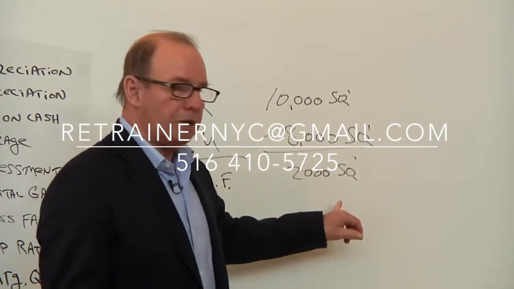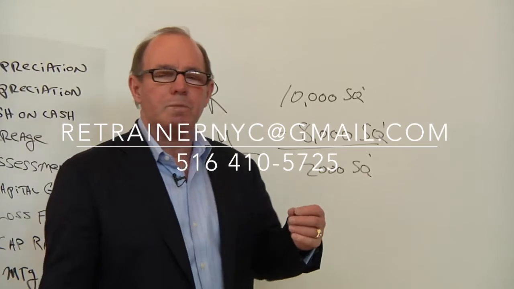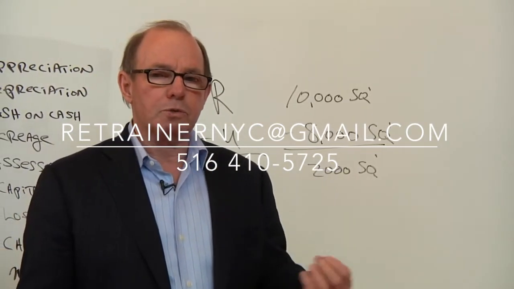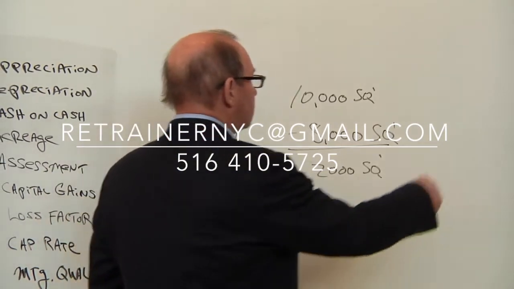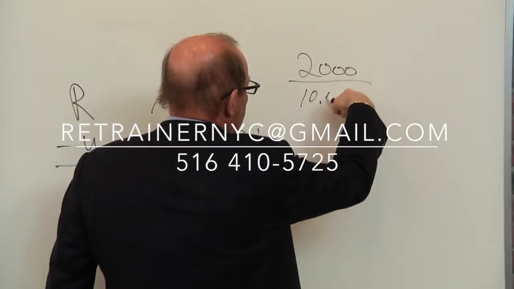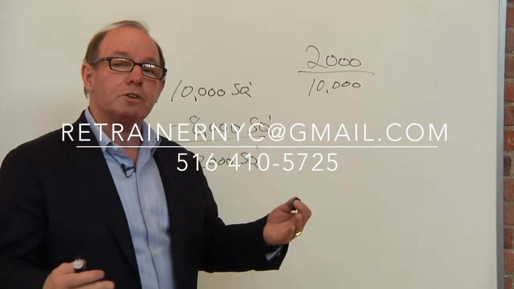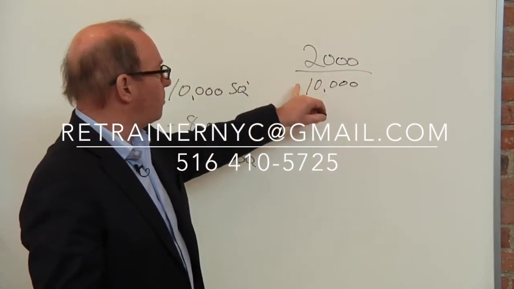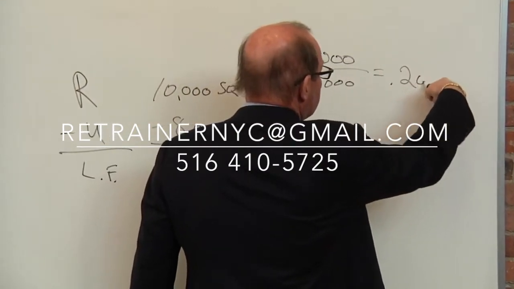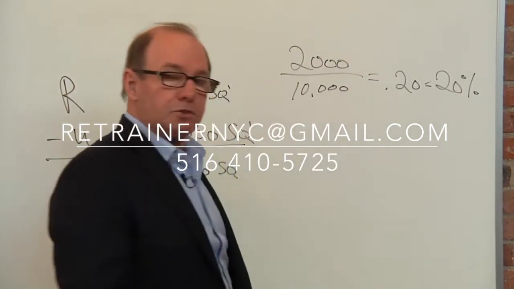But in the answer key, you're never going to see square feet. The answer key is always going to be in percentages. And what they want you to do is draw a relationship between the loss factor and the total, or the gross square footage. So if we use 2,000 as our numerator, 10,000 as our denominator, and again, how do I read that fraction? How do you put it into your calculator? 2,000 divided by 10,000 equals 0.2, or 0.20, equals 20%. And that's how you're going to see the loss factor.